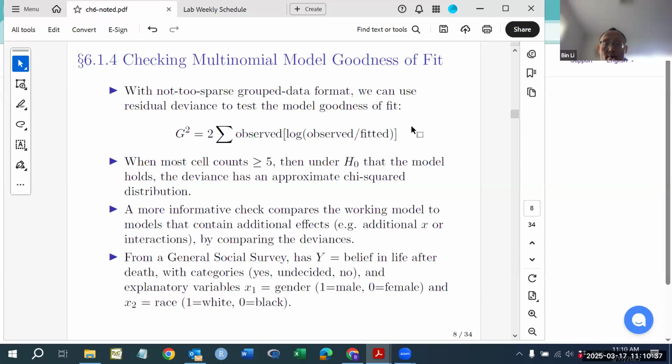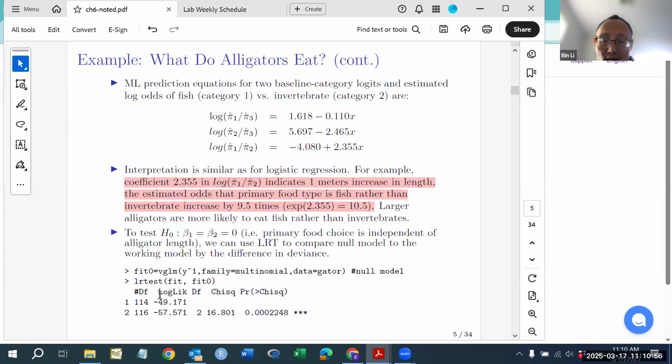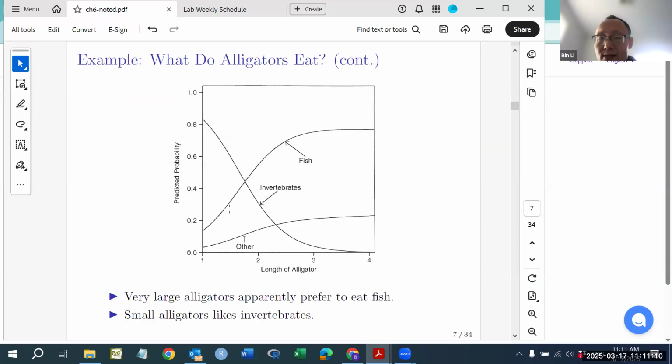Okay. Now, this one is checking the multinomial model goodness of fit. To compare models, we have two models, like the one that we did here. We can see if the X, the length of the alligator, is useful to predict the primary food choice. We can compare two models using the likelihood ratio test.